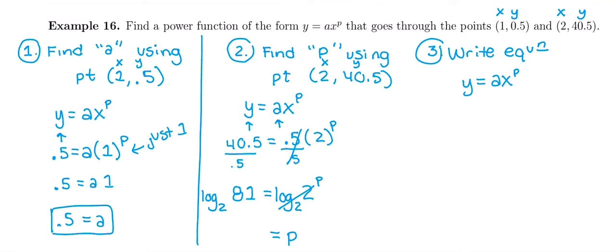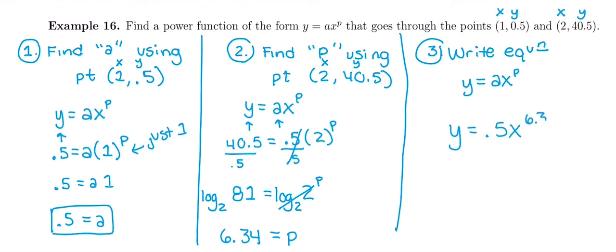And we're going to round to maybe 2 decimal places. p is about 6.34. So for my final answer, I'm going to write the full equation, y equals 0.5x to the 6.34.